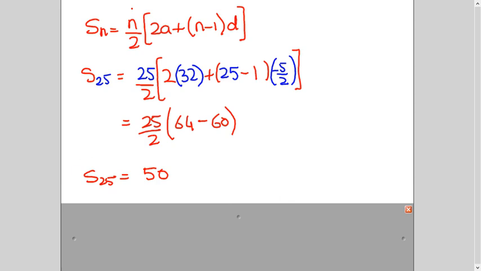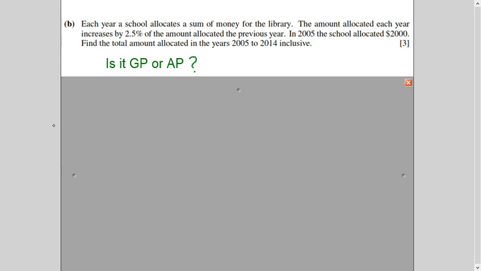So now let's solve the second part of the question. These types of questions at times confuse students. So let's see. Each year, a school allocates a sum of money for the library. The amount allocated each year increased by 2.5% of the previous year's amount.